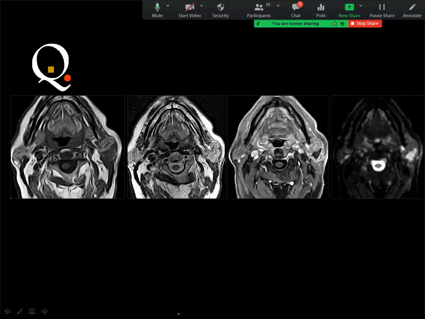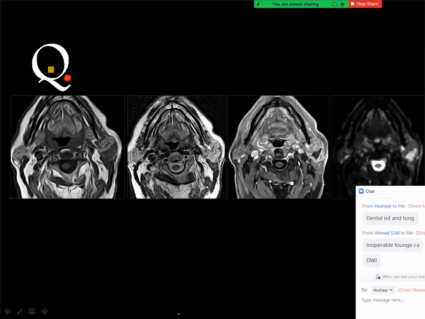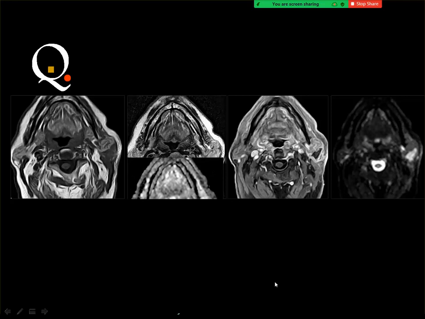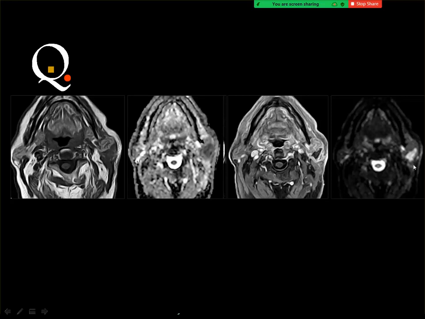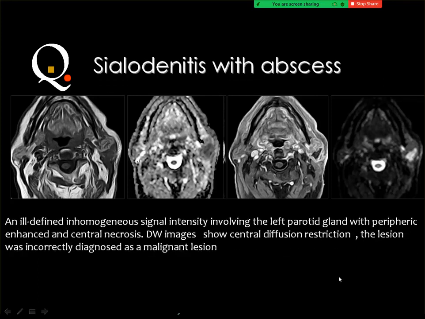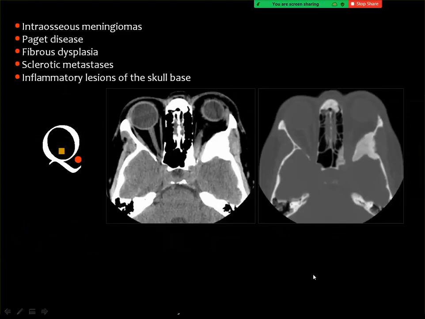Then this is a patient with left parotid lesion, T1, T2, T1 post contrast, and the diffusion weighted image. Yes, and this is abscess, a straightforward case. This is the ADC, and you got diffusion restriction inside the lesion. But in cases of carcinoma, you got a diffusion restriction in the margin of the lesion. This is an abscess in the parotid gland.